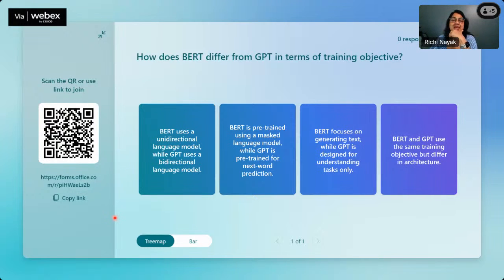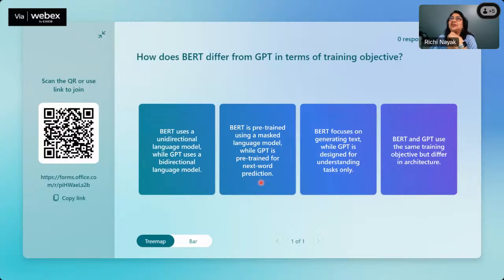Yep, B. BERT uses bidirectional, so that's the opposite. Option C, BERT focuses on generating text, whereas GPT is designed for understanding tasks only. That's not true. BERT and GPT use the same training objective but differ in architecture? They differ in architecture, but they also have different objectives. Remember, GPT has next word prediction, and that's why it's a decoder model.